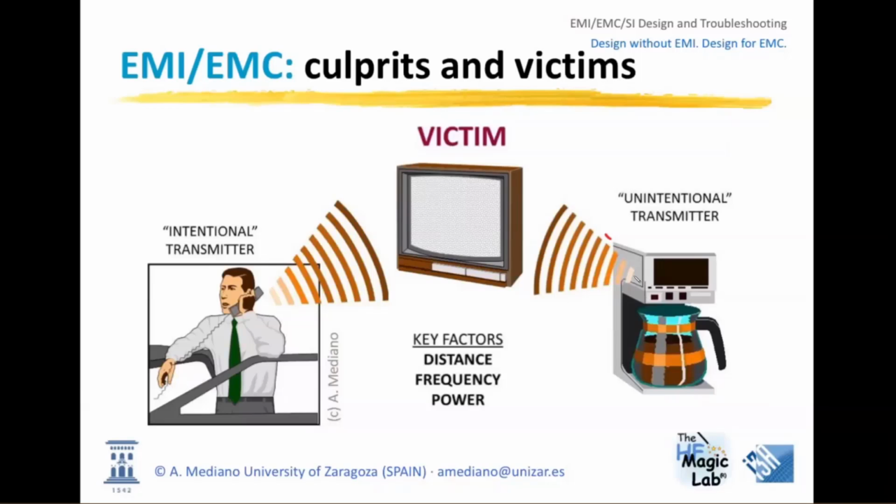The other possibility is to have unintentional transmitters. Any kind of electronic product can create problems, and this kind of product does not necessarily have some kind of antenna.